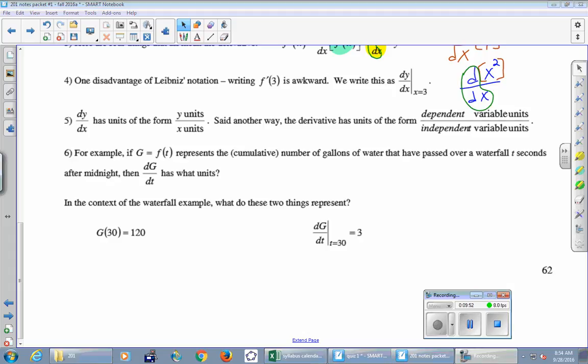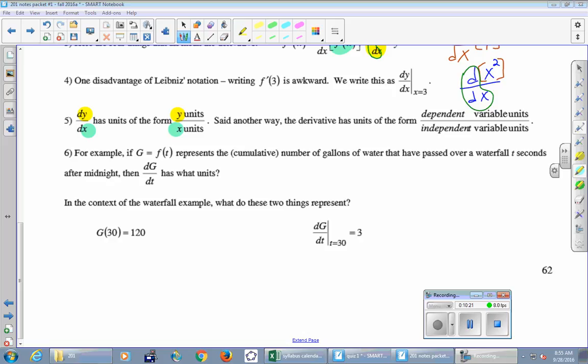Number 5. dy dx has units of the form y units over x units. Writing down what the units are for the derivative goes a long way in helping us understand what the derivative represents in some unfamiliar context. I'm hoping it makes sense. There's an easy way to just recognize it: dy is on top and the y is on the top, and the x is on the bottom. The pieces are in exactly the spots you'd expect them to be.